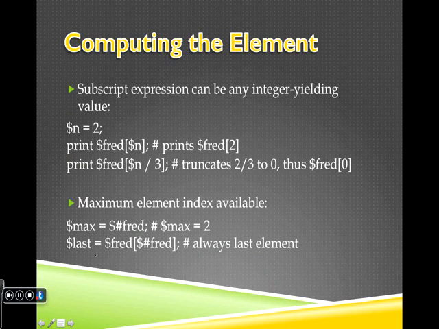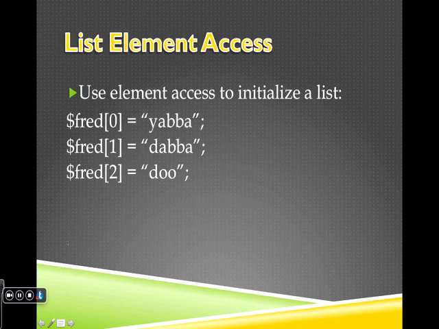How can we manipulate the elements inside an array? We can actually reach any element in the array by using the subscript expression, which will be any integer value. In this case, I am asking Perl to print the index number 2, which, as we notice here, is the last element in the array, so it will print for me Do.